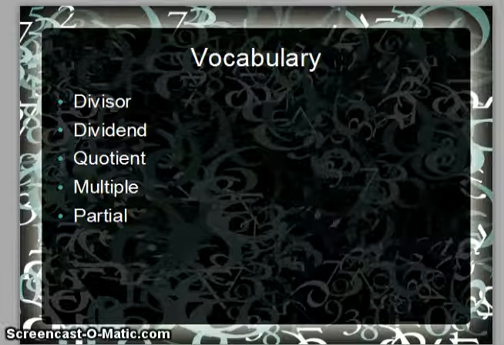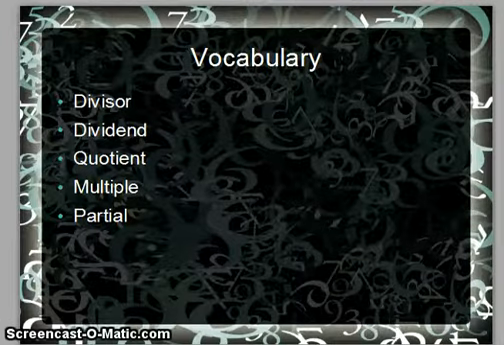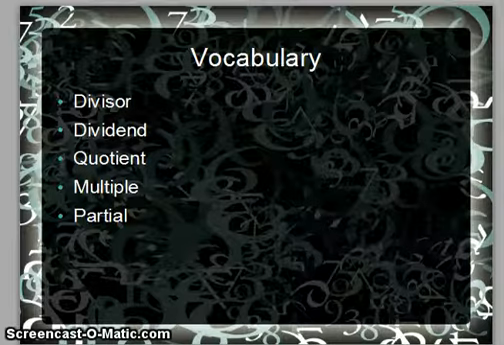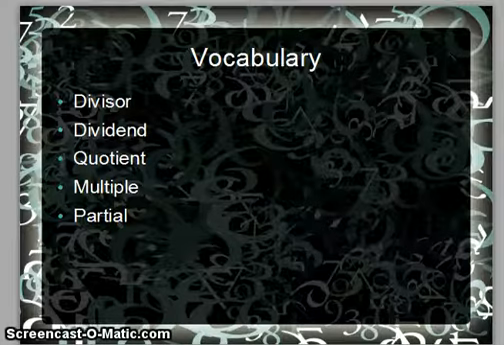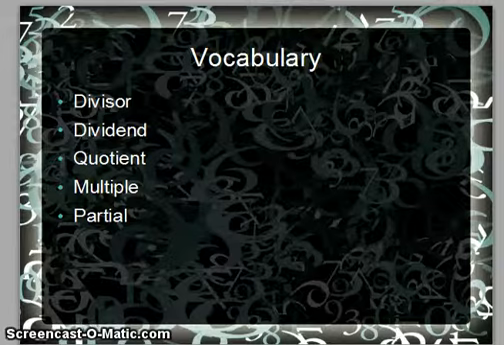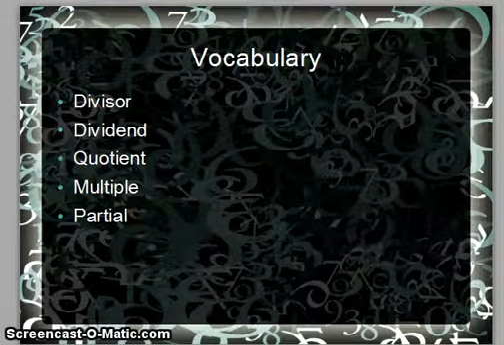Divisor, which is the number that is outside of the house, or the number that is divided into the larger number. The dividend, which is the number inside of the house, or the 2, 3, or 4-digit number that is being divided. The quotient, which is the number that is the answer that you arrive at the end of a division problem. A multiple, the number that is the answer to a multiplication problem. And partial, meaning part or sum.